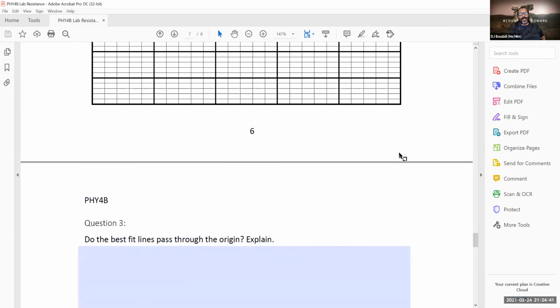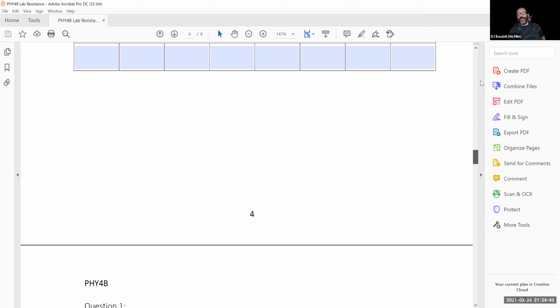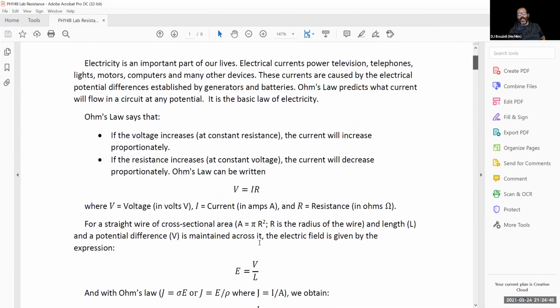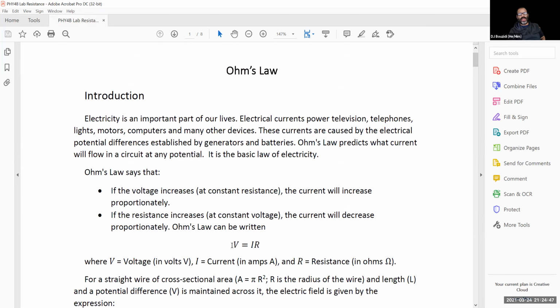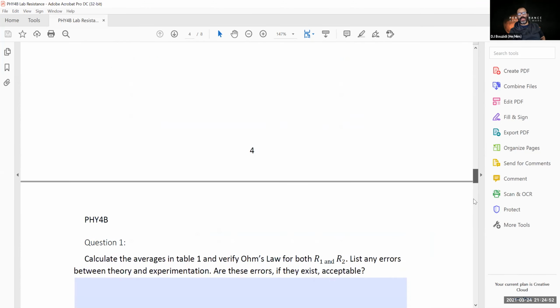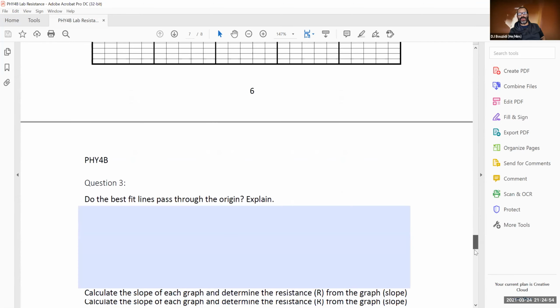Now, do they pass by the origin? Because according to this law, for I equal to 0, V equal to 0. So they must pass by the origin. Now you're going to check these graphs. Do they really pass by the origin or not?